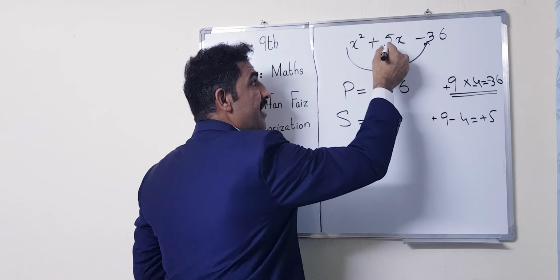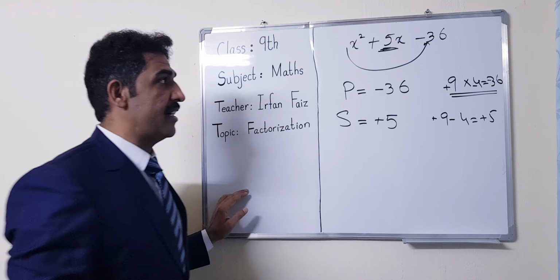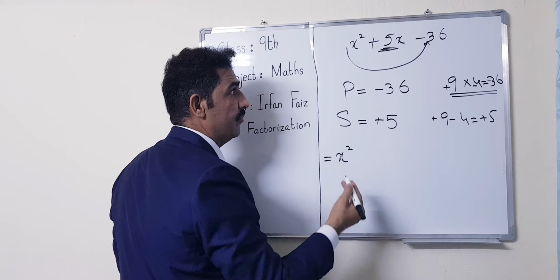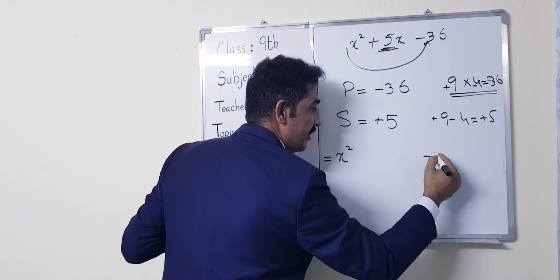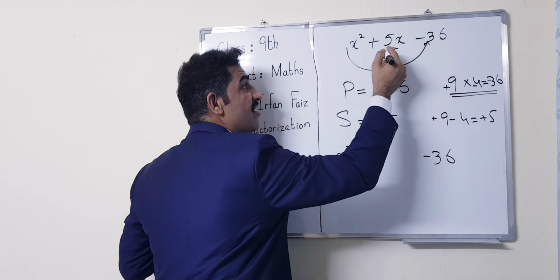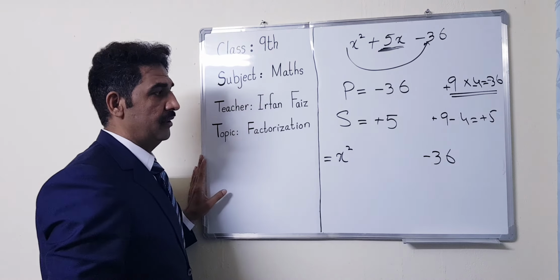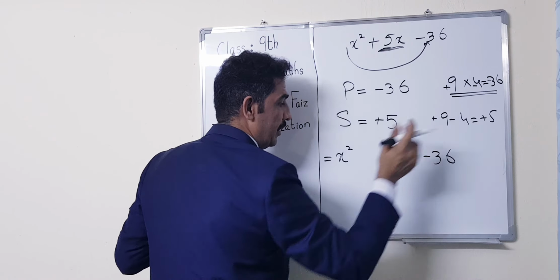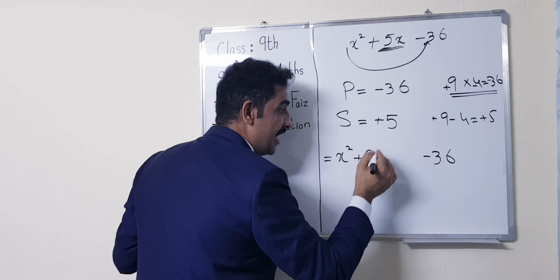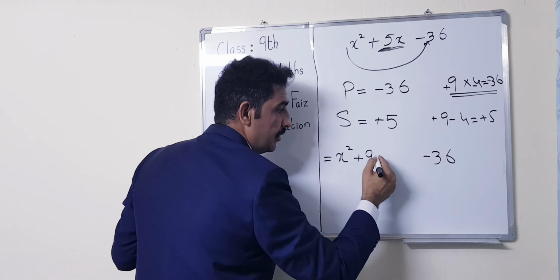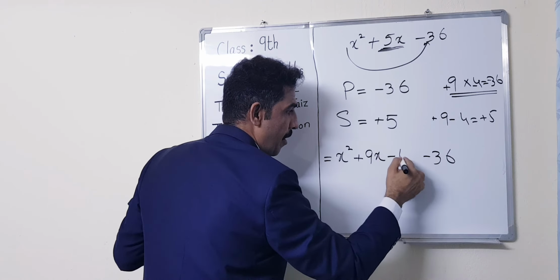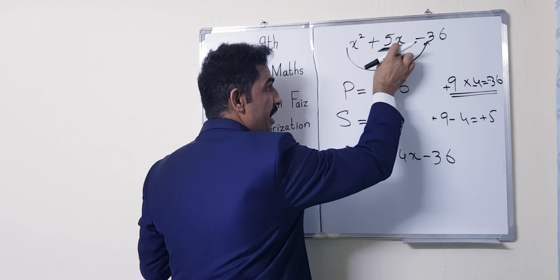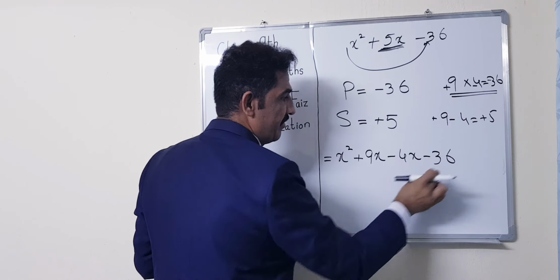Now this central term, we have to split into two parts. The first term remains the same, it will not change: x square. Then minus 36 is also the same, there is no change. This term is split into two parts, using these two factors. So you have to write plus 9x, with the same variable, minus 4x, right? The central term makes two parts: 9x minus 4x. The first and last terms remain the same.